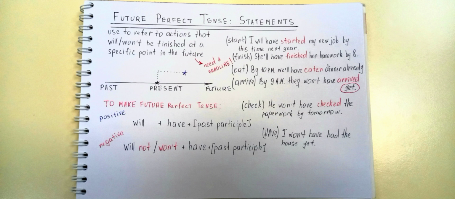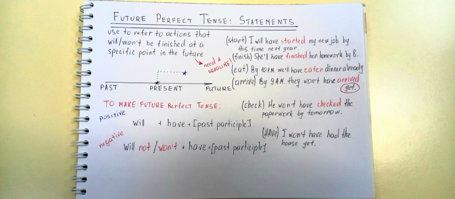So when we make future perfect tense sentences, we use will or will not. When we make a positive statement with this grammar point, we use will plus have plus the past participle form of the verb. I will show some examples in just a moment. So will have plus past participle.